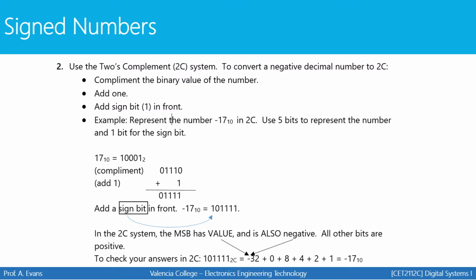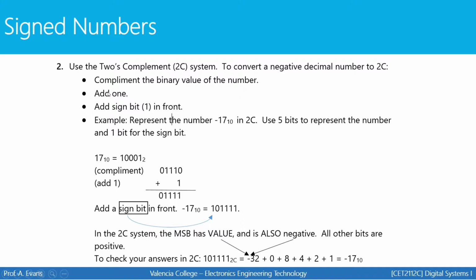Next, we're going to talk about how to represent signed numbers using a different system called the 2's complement system. The 2's complement system was created as an alternate to using a signed bit in order to represent a negative number. And there are a few steps that we're going to take to use the 2's complement system. So to convert a negative decimal number to the 2's complement system, here are the steps. First, you have to complement the binary value of the number. And complement just means invert. Every 0 becomes a 1, every 1 becomes a 0.